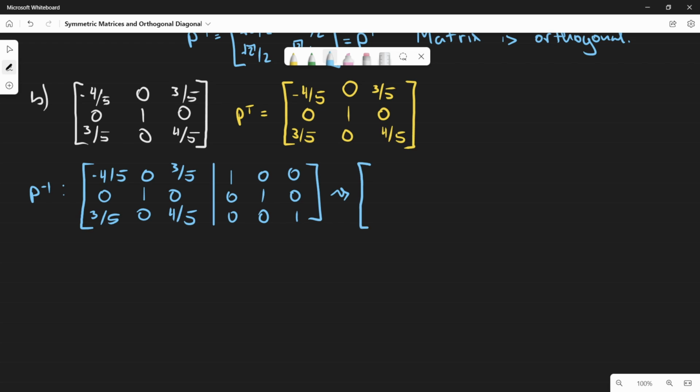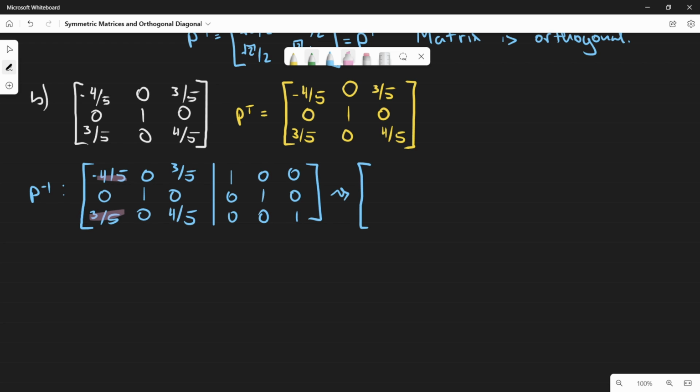So the first thing that we are going to do is cancel out this entry, so we multiply by a common factor, no, a common denominator.